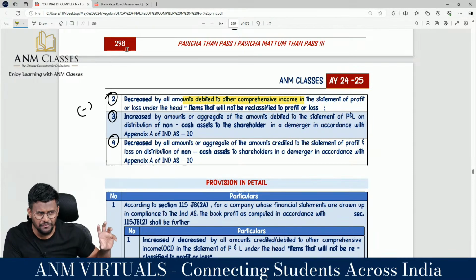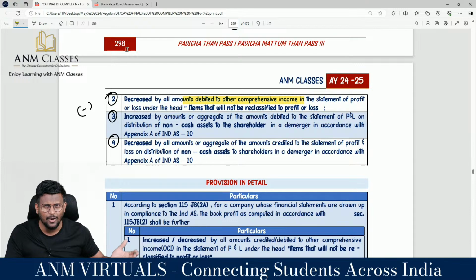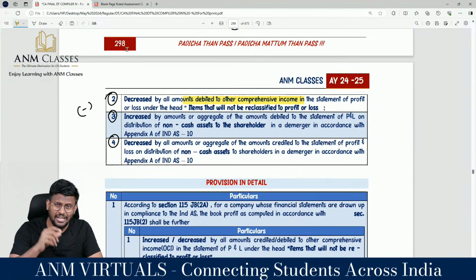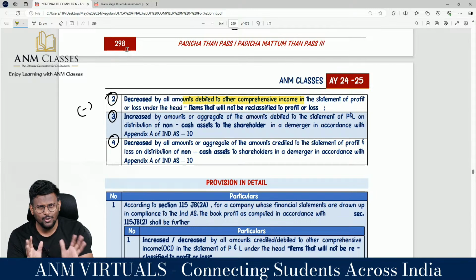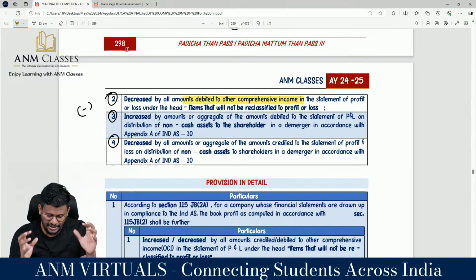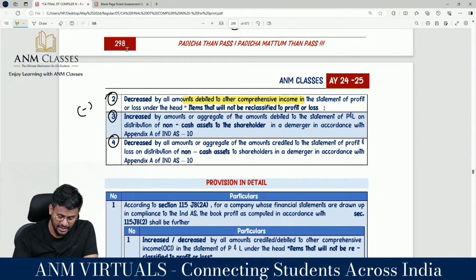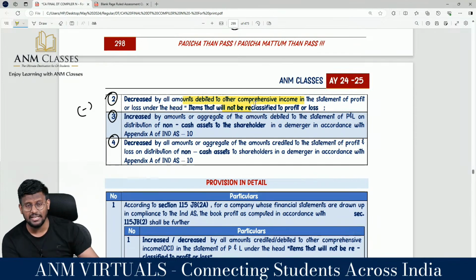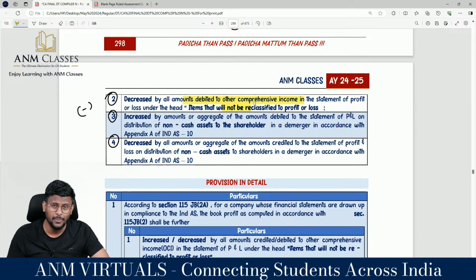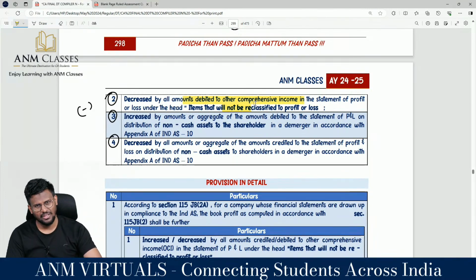Because of crediting the P&L, my dear lovable students, the net profit would have increased. If the net profit increased, on that increased net profit you are liable to pay tax, MAT. Don't pay it. Why are you paying? In the statement of P&L under the head items that will not be reclassified to P&L, I already highlighted that only the items that will not be reclassified to P&L are taken for adjustments.